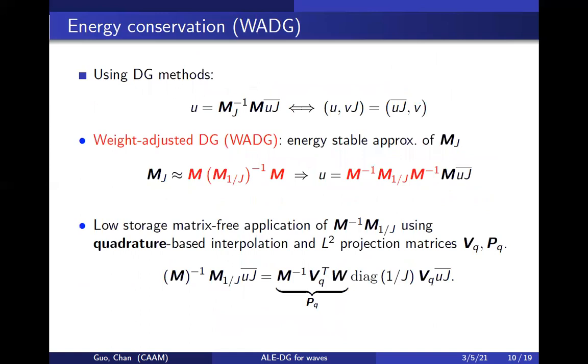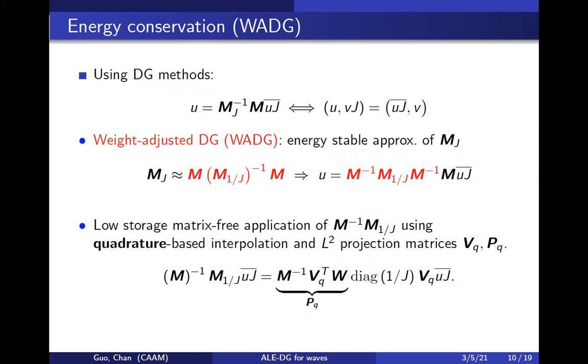However, using the standard DG method is not very practical in this case, since now the Jacobian J is a time-dependent and spatially varying function. So one needs to compute weighted mass matrices M_J at each time step and store their inverses for each element, which will be very expensive.